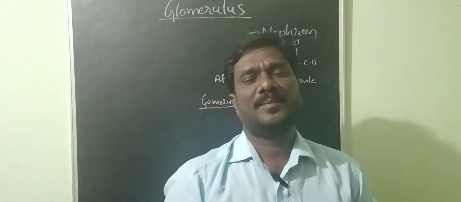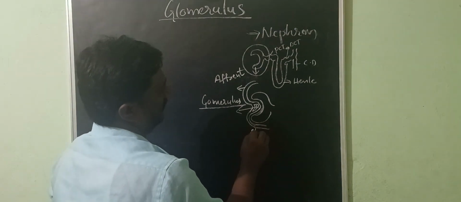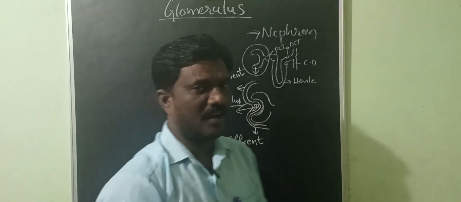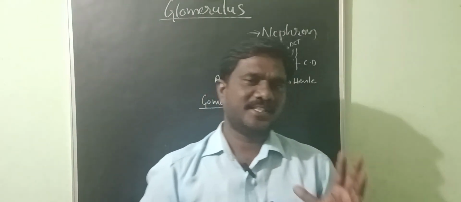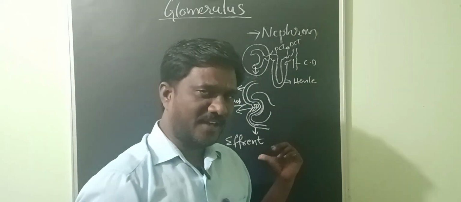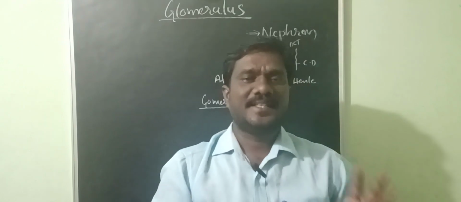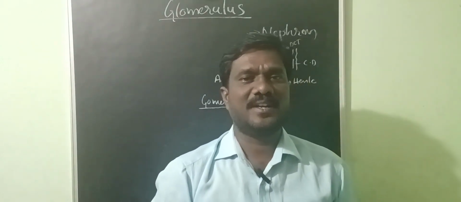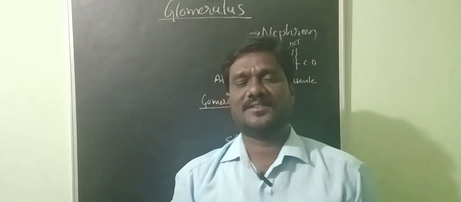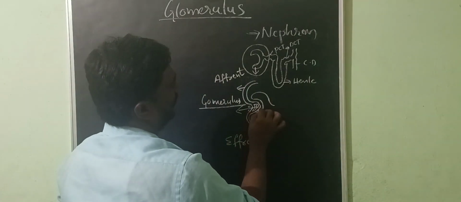Again, all these blood capillaries unite and form an efferent arteriole. Each Bowman's capsule receives an afferent arteriole and leaves by an efferent arteriole. This cup surrounds a bunch of blood capillaries, anastomosing units of blood capillaries, that is called the glomerulus.